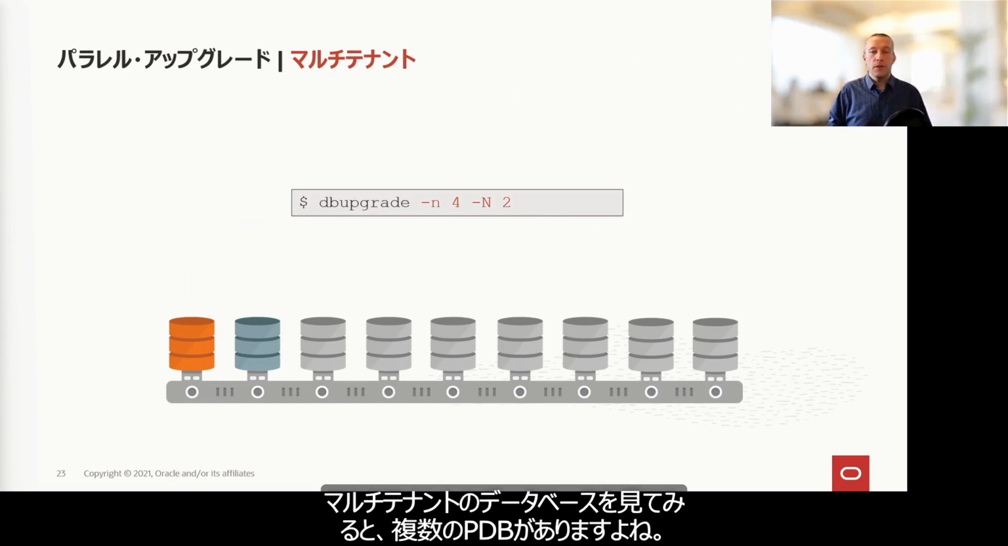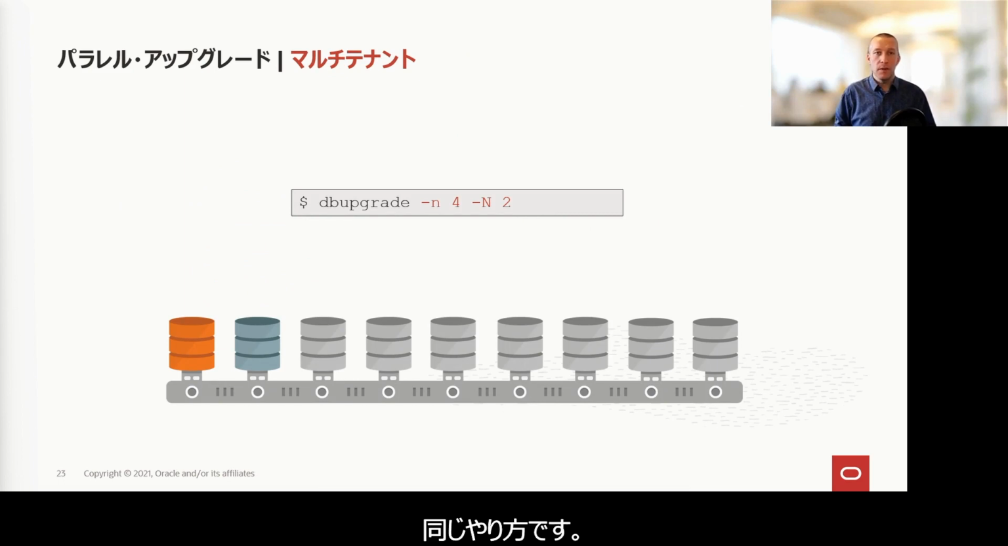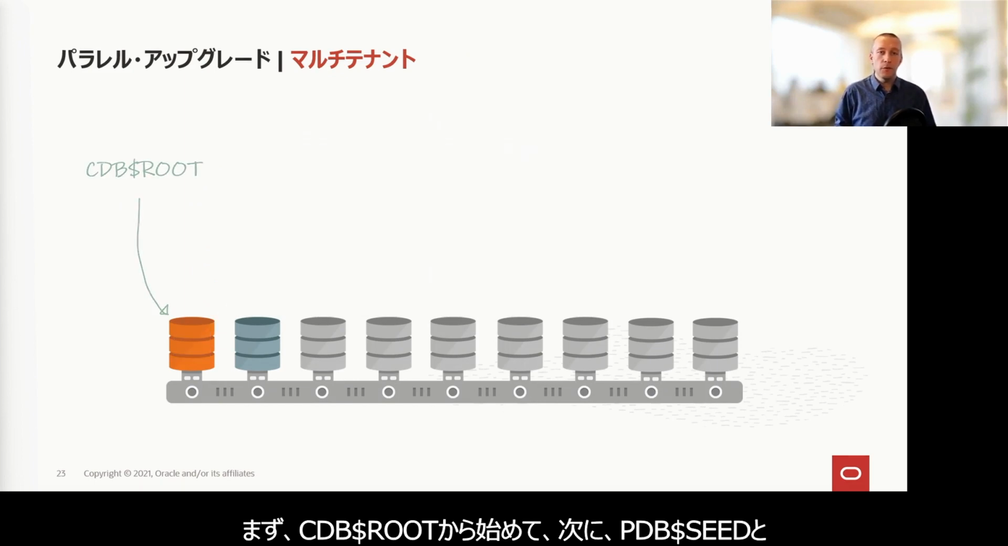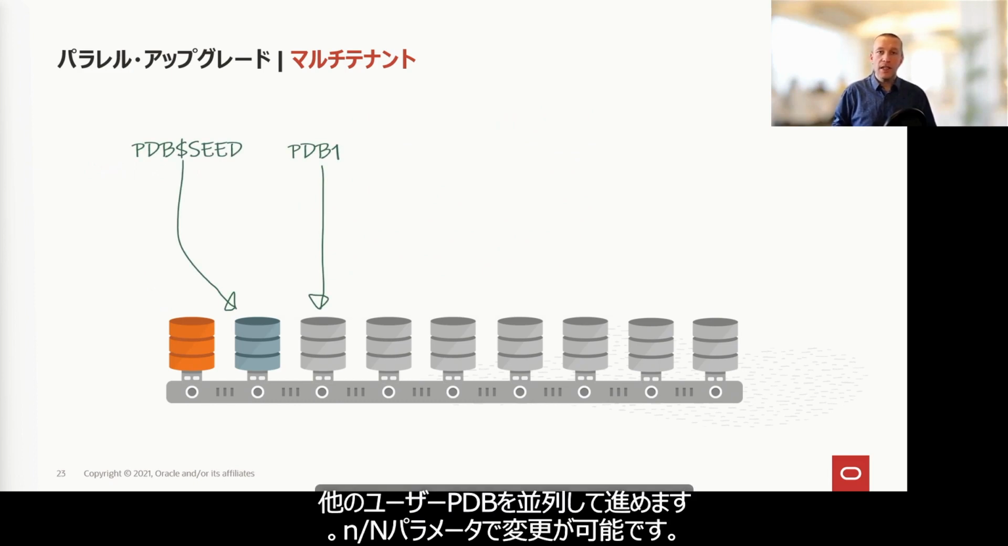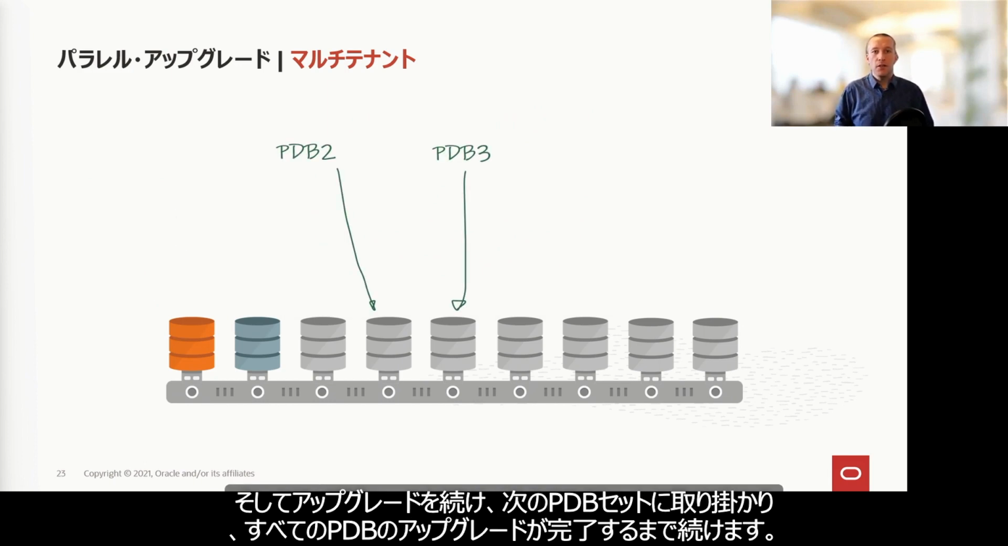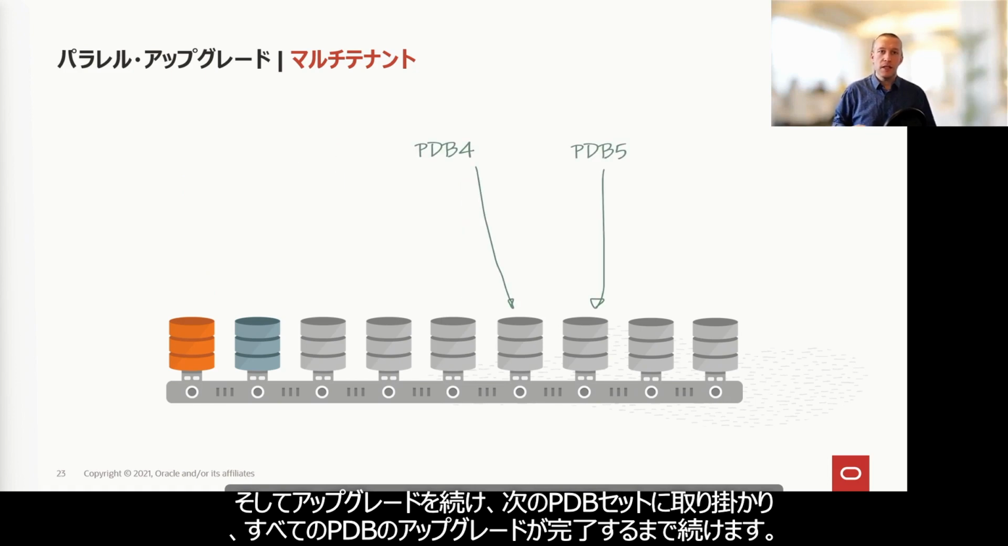When you look at a multi-tenant database, you have multiple PDBs. It's the same. First, we start out with CDB $root, and then we take PDB $seed and as many user PDBs as we are allowed to by the N parameters. And so the upgrade continues, and it takes the next set of PDBs until it's all the way through and all the PDBs have been upgraded.